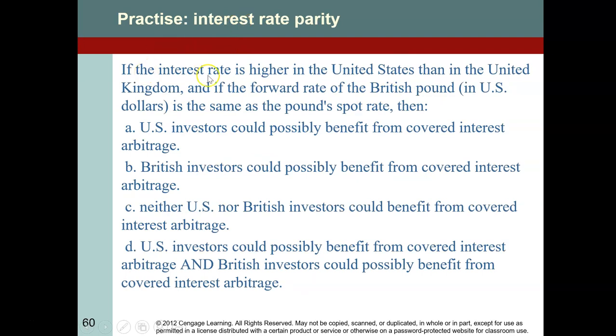Next question. If the interest rate is higher in the United States than in the United Kingdom, and if the forward rate of the British pound in US dollars is the same as the pound spot rate, then A, US investors could possibly benefit from covered interest arbitrage. B, British investors could possibly benefit from covered interest arbitrage. C, neither US nor British investors could benefit from covered interest arbitrage. D, US investors could possibly benefit from covered interest arbitrage, and British investors could possibly benefit from covered interest arbitrage. So D is a combination of A and B, and C is a rejection of A and B.